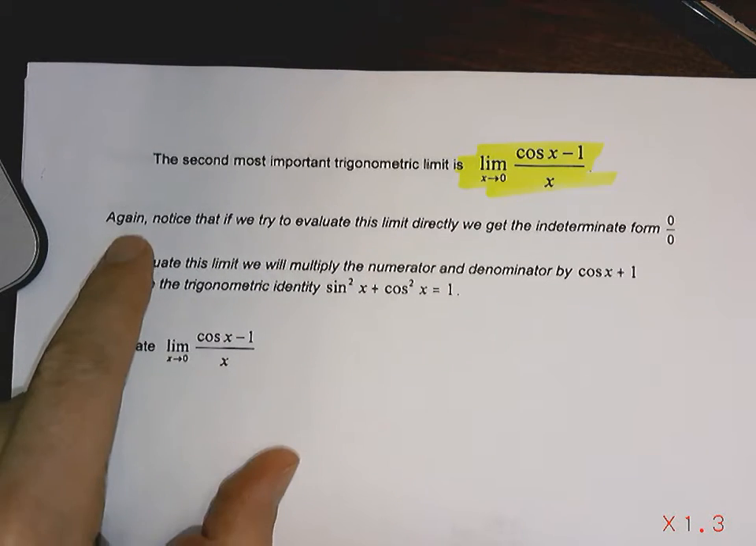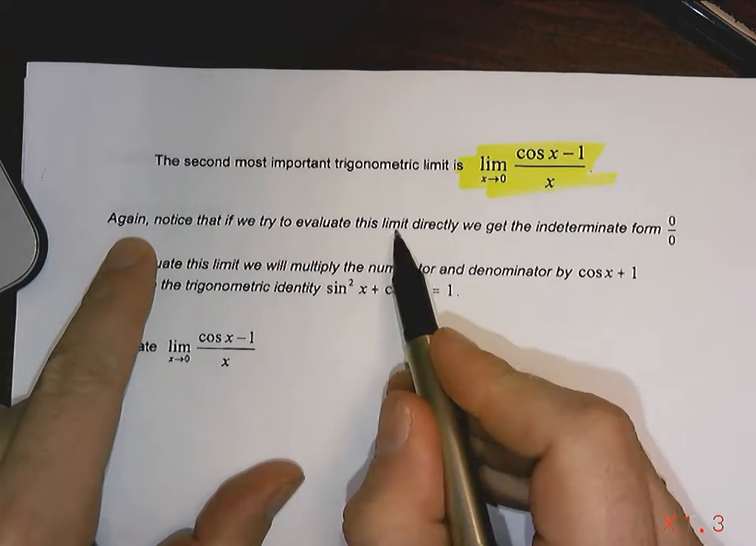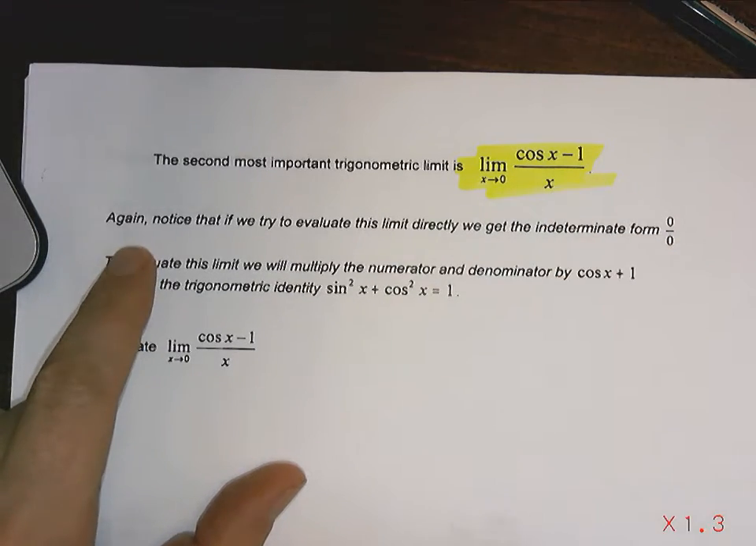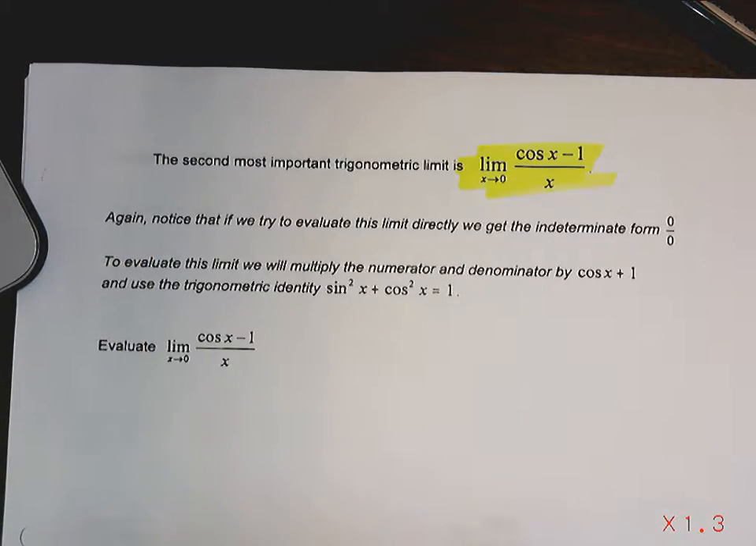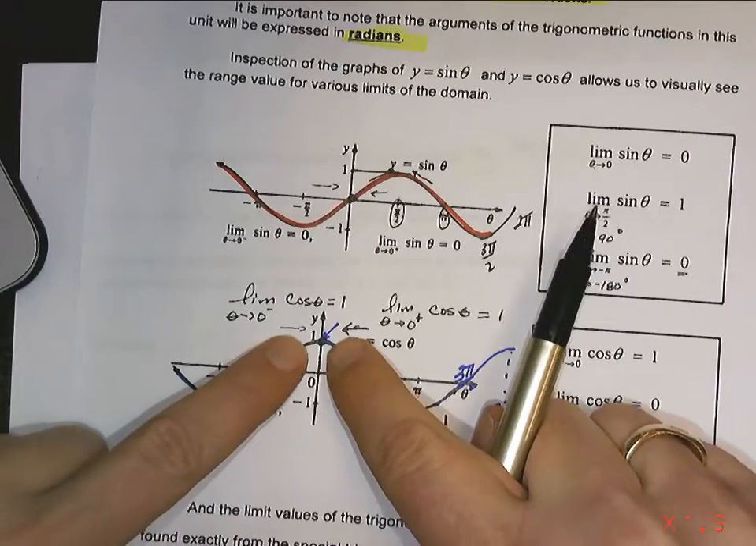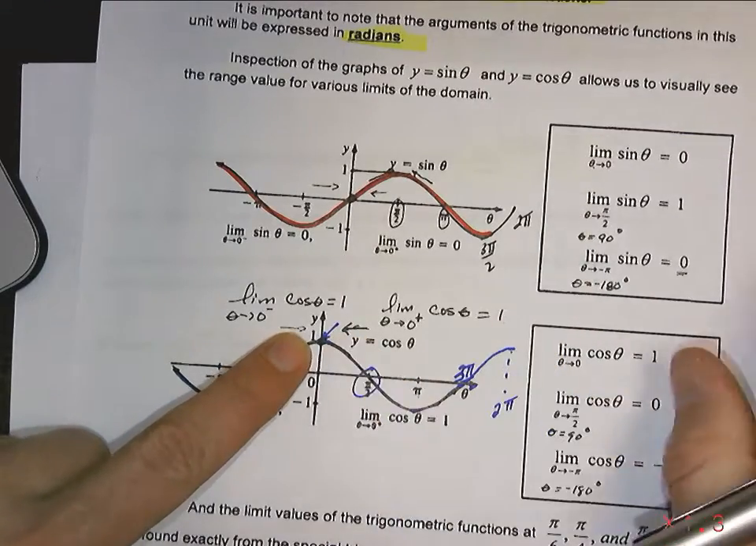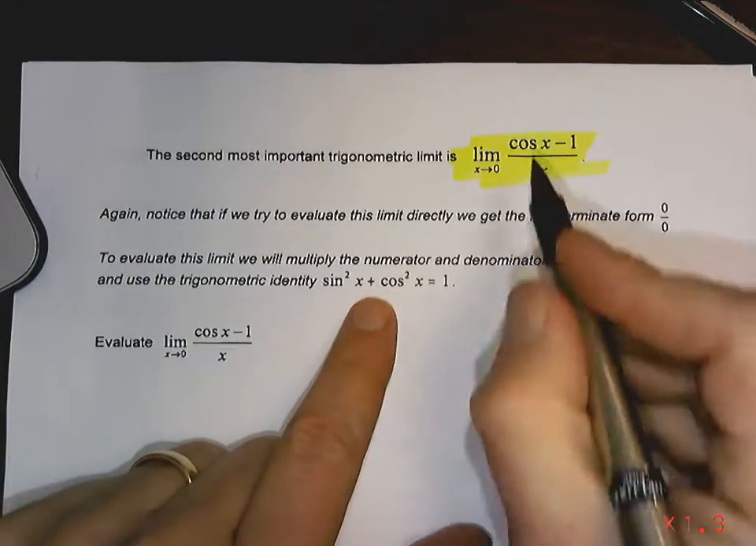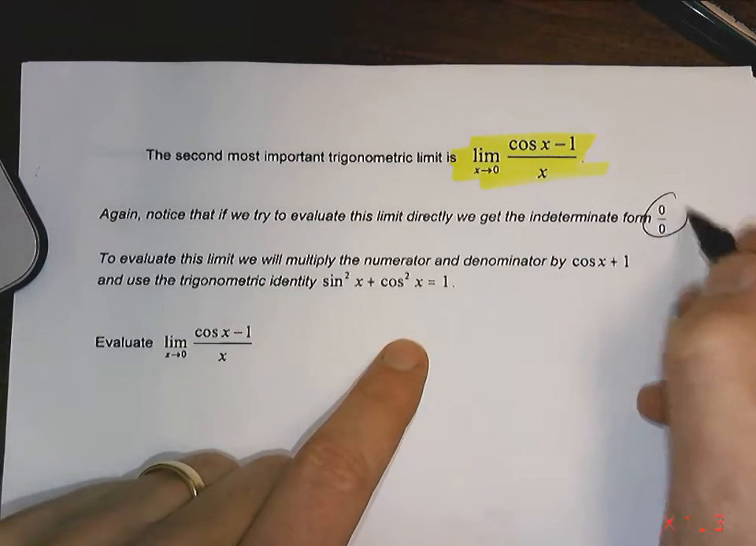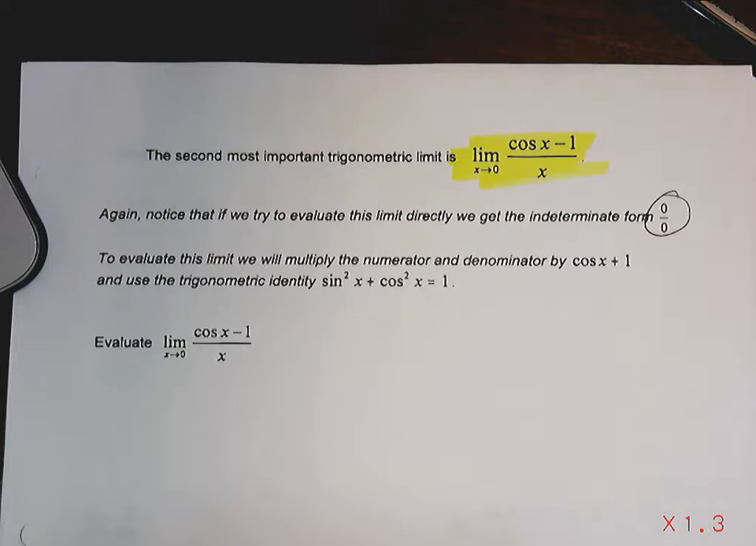So, again, notice that if we try to evaluate this limit directly, the limit as x approaches 0 of cos x, let's think for a minute. Here's cos x. As I'm approaching 0, then my function's approaching 1. So that's going to be 1 minus 1, which is 0, over top of 0, which is indeterminate. We have some more work to do.